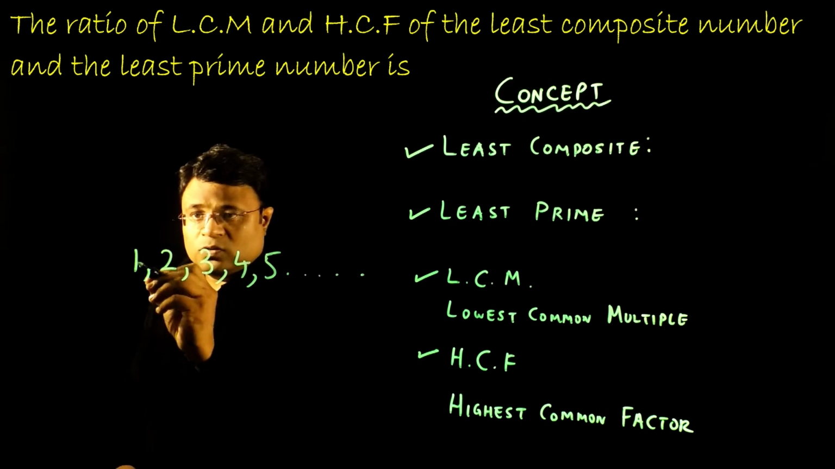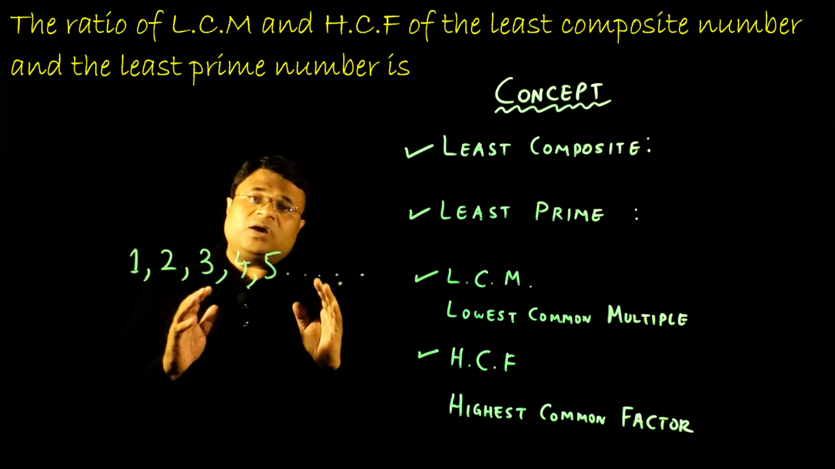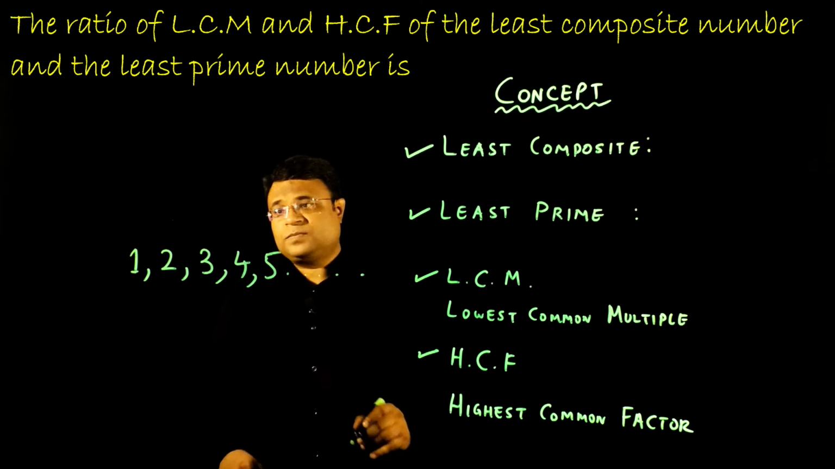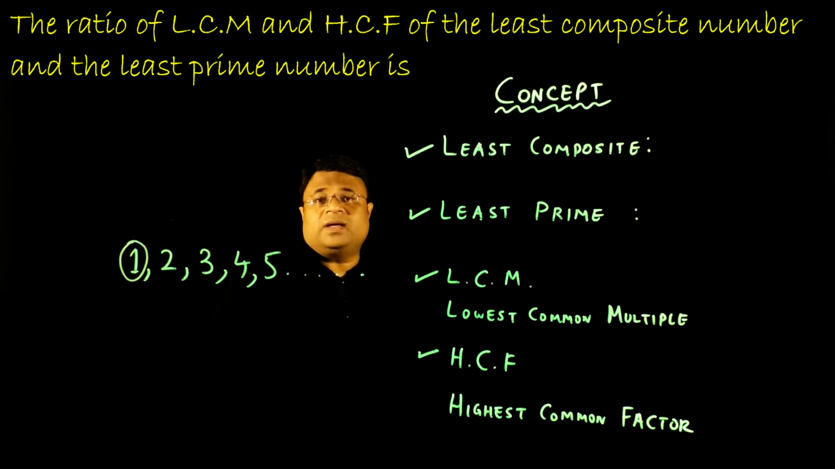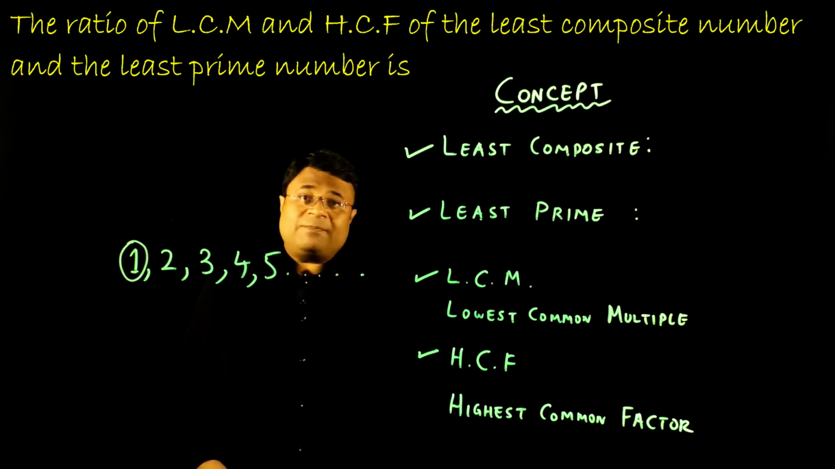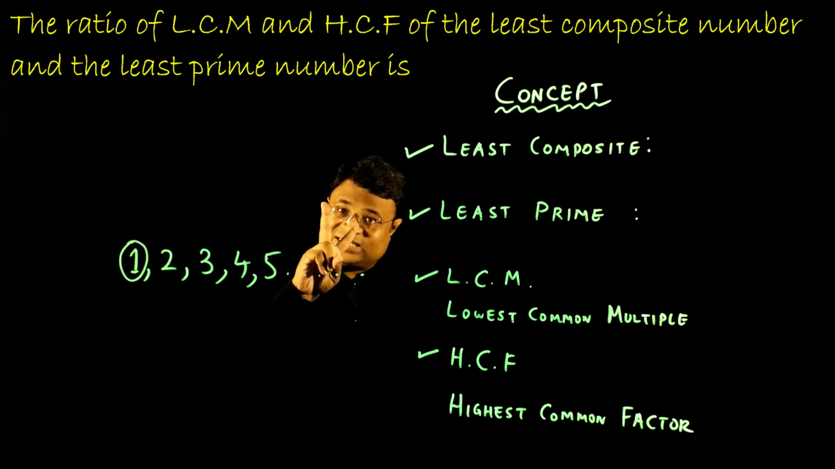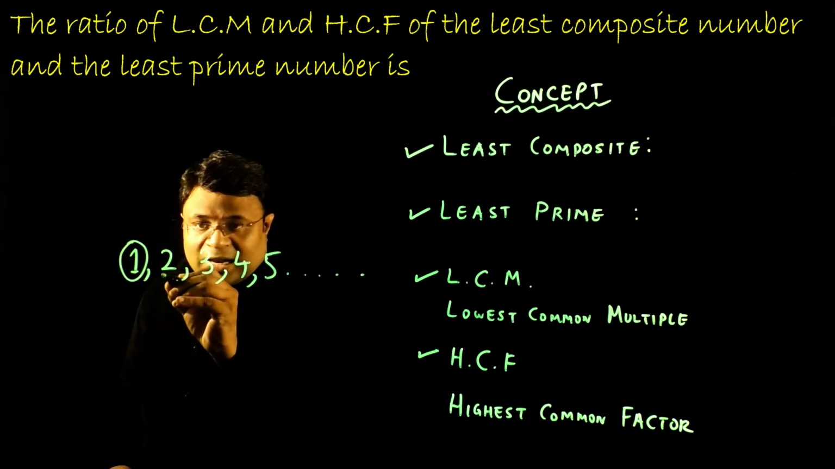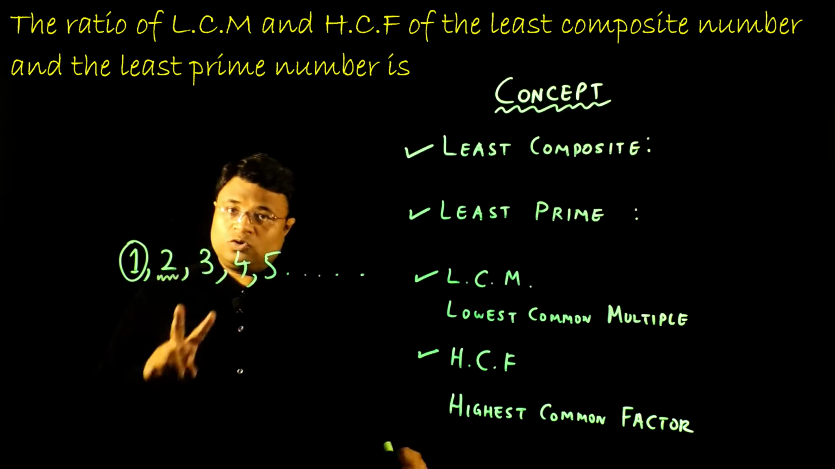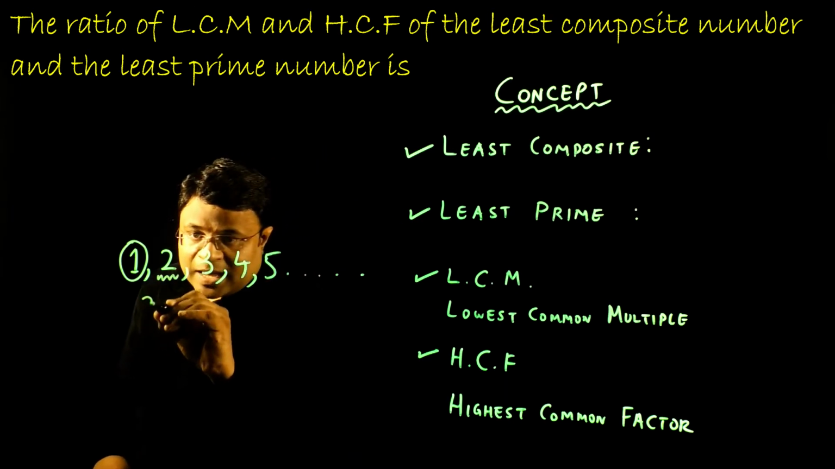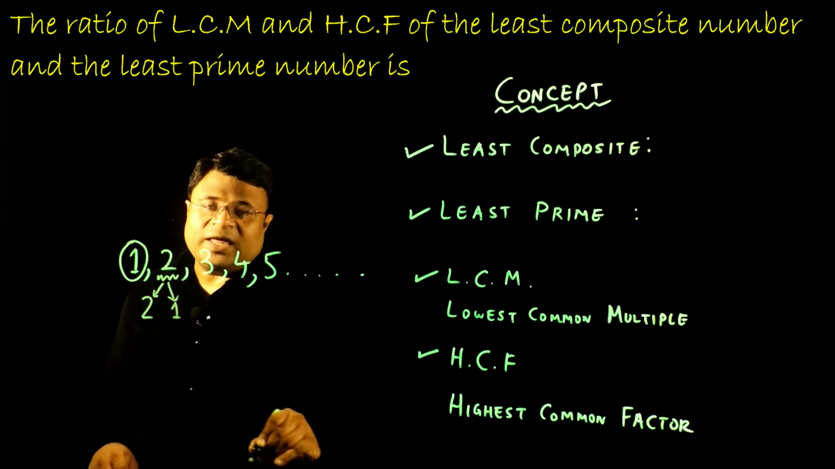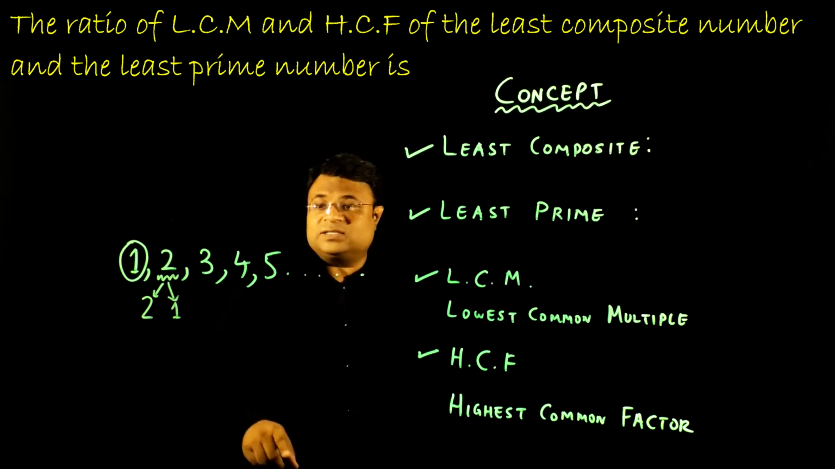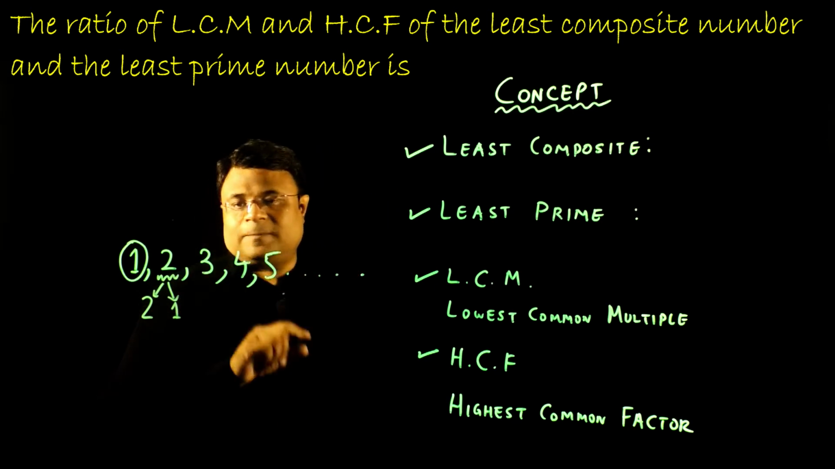I would like to tell you, this is where the majority of the students have a confusion. 1 is neither a prime number nor a composite number. Now what is a prime number? A prime number is a number which has exactly two factors, like this number 2. 2 is its factor and 1 is its factor. So it has two factors, itself and 1.